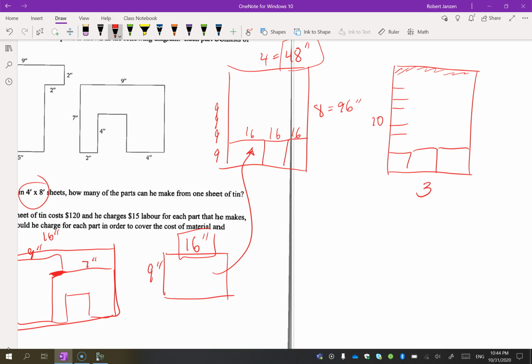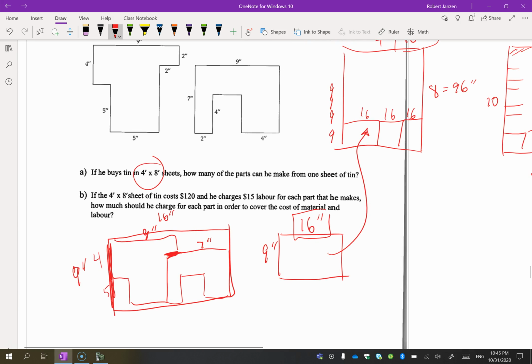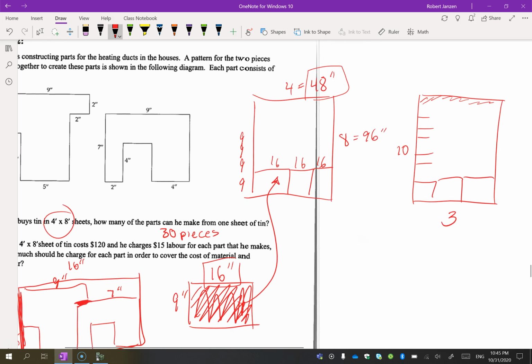Okay, so 10 times 3, we're going to be able to cut out 30 of these pieces. So how many of the parts can he make from one sheet of tin? We're going to say 30 pieces. Now you would have to justify that somehow. You can't just say, I think it's 30. You'd have to say, well, look at my 2 pieces put together make up this 9 by 16 piece, and then I can see how many times it can fit in there.